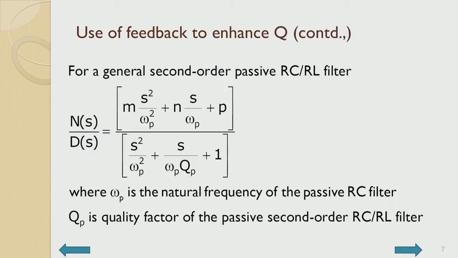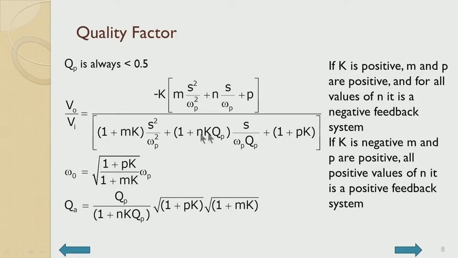So, what happens for a general second order passive RC RL filter if you write N(s) by D(s), the denominator being the standard form that we had used earlier. The numerator on the other hand is again normalized with the same normalizing frequency as the denominator. So, it is m, an integer, times s squared by omega p squared, plus n, an integer positive or negative, times s by omega p, plus p, positive or negative, an integer. Omega p is the natural frequency of the passive RC filter, and QP is the quality factor of the passive second order RC filter. So, in such a situation, V naught over V I gets transformed: the numerator polynomial remains the same as before, and the denominator gets modified as 1 plus m k, 1 plus n k over QP, plus 1 plus p k.